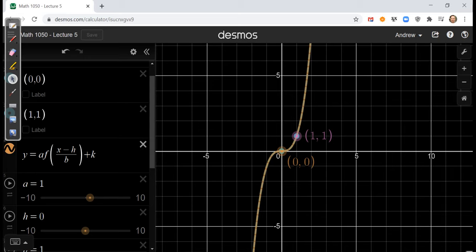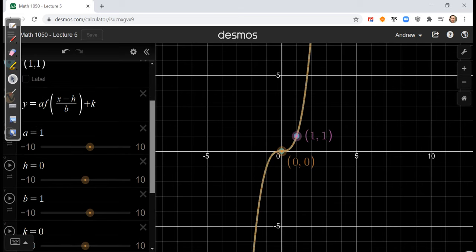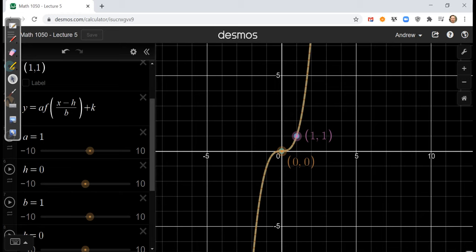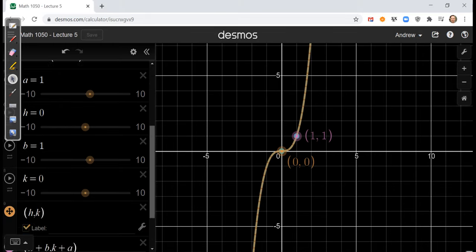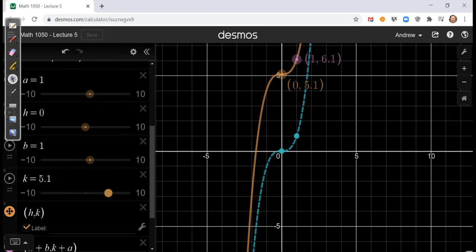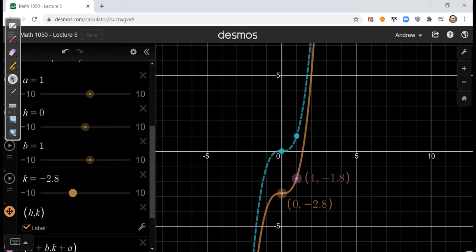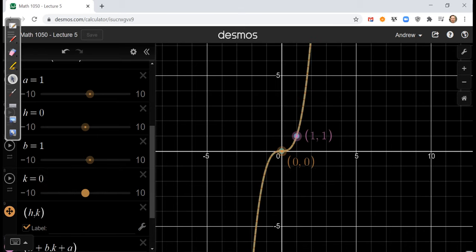I want to manipulate the graph right now. What happens here is if we start moving our k value, which you can see right here, k affects the vertical shift. Making k get bigger makes the graph go up. Making k get smaller makes the graph go down. So you see here as k gets bigger, it moves the graph up, and as k gets smaller, it makes the graph go down. These are going to be our vertical shifts. I'm going to set k back equal to 0.